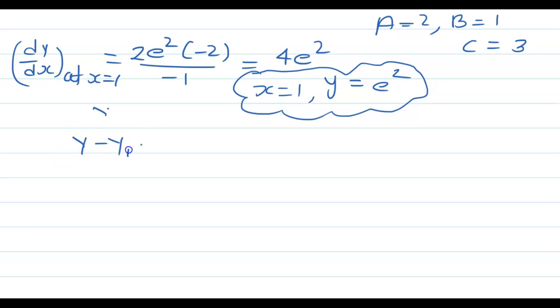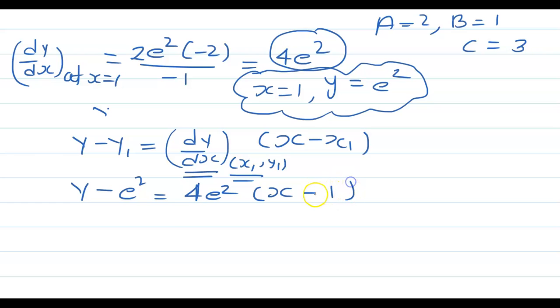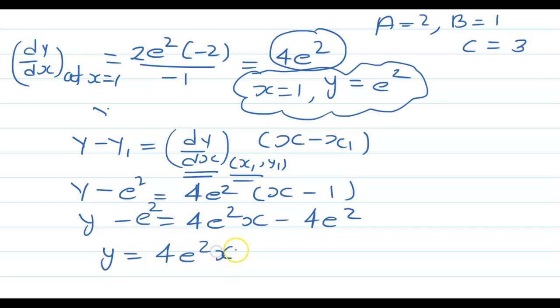So the equation of the tangent is given by y minus y1 equals dy by dx at the point, times x minus x1. I'm writing x1 and y1 just to remember, because lots of students make a mistake: they just write dy by dx, but make sure you find dy by dx at x1, y1. So y1 is e square, dy by dx at x1, y1 is 4e square. So 4e square times (x minus 1), which is 4e square x minus 4e square, and minus e square this side, and y. So our equation of the tangent is y equals 4e square x minus 3e square. Okay, this is the equation of the tangent.